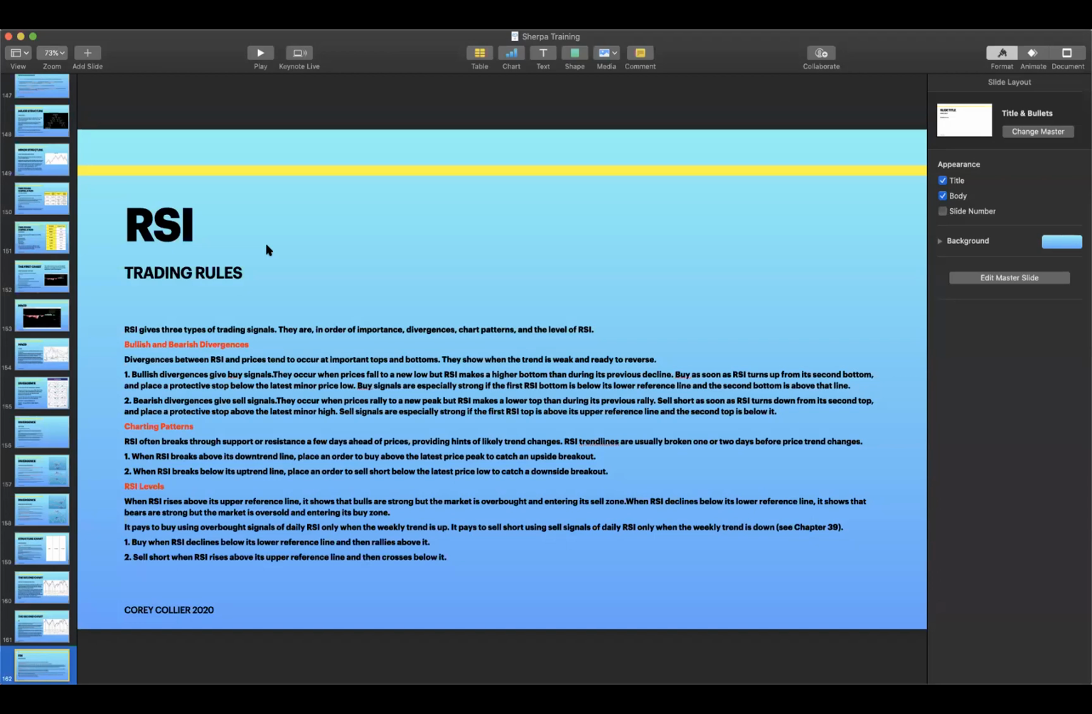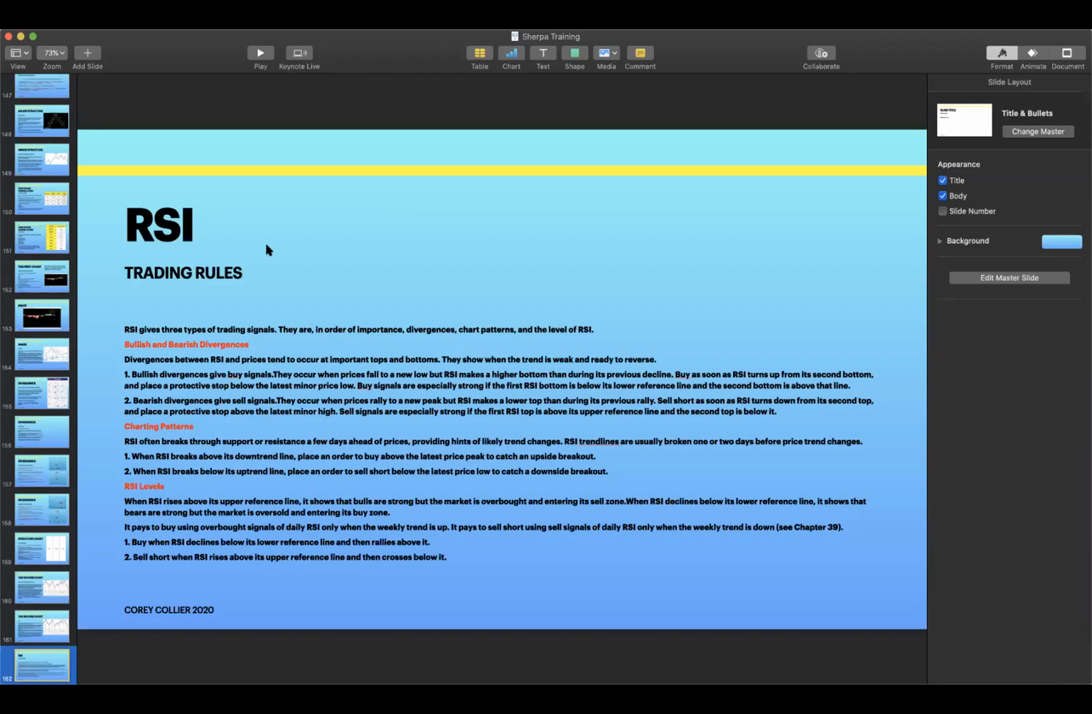Now, the RSI trading rules, guys. Here it is for you. The RSI is going to give you 3 types of trading signals, right? And here they are in order of importance. First of all, divergence is going to be the strongest type of signal you'll get from the RSI. Then you'll have the chart patterns, and then you have the level of the RSI.